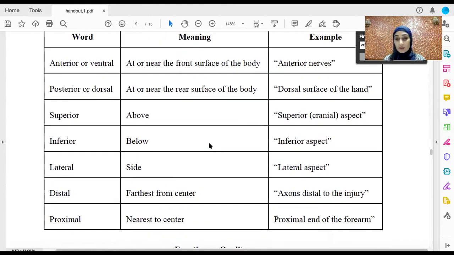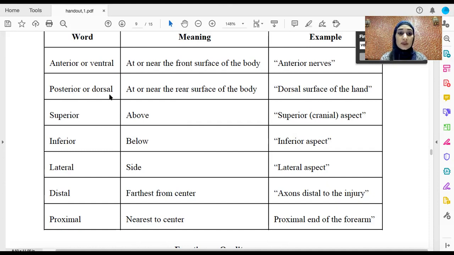These are some words that refer to direction and position. They don't consist of prefix, root, and suffix, but you have to learn them because you will find them a lot in medical terminology. Anterior or ventral means at or near the front surface of the body, and some dictionaries refer to it as relating to the abdomen, the stomach.